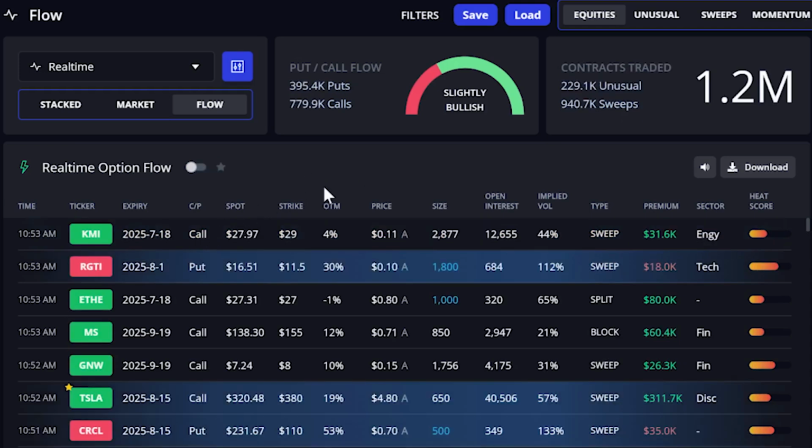The other thing that's nice about this option flow table is it does highlight some high out of the money trades, just using this blue highlighting here. It also gives you some basic information about what these trades are. So whether they're call or put trades, the size of the trade, the implied volatility and the strike price of the contract, and then, of course, the total premium.